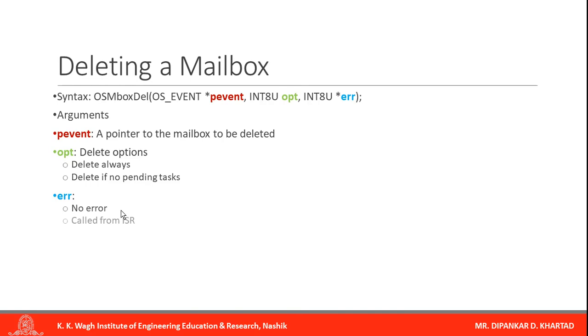There are various error codes. First one is no error, called from ISR, invalid option, there are tasks pending, pevent is null, and the last one is pevent is not a mailbox. So these are the error codes we can get. The important one is this: you have to pass two arguments for options. The first one is delete always and the second is delete if no pending task.